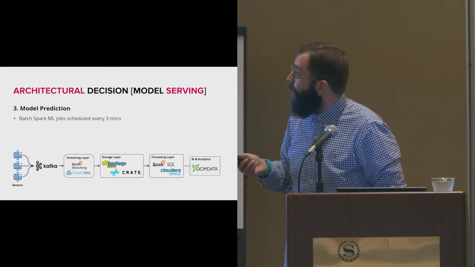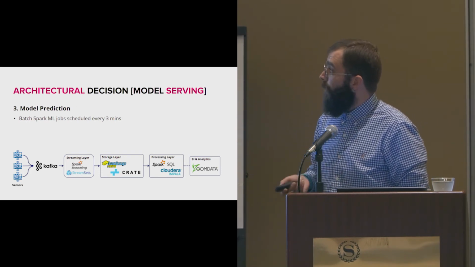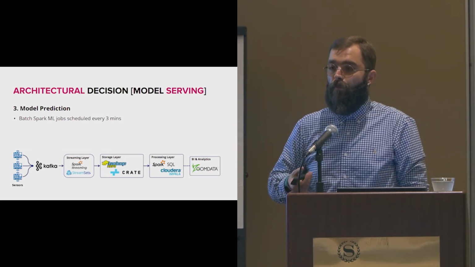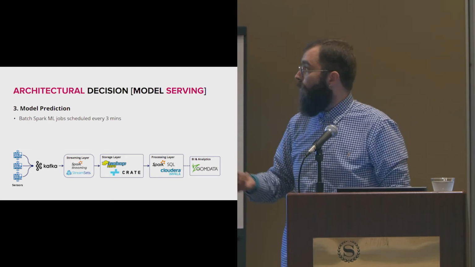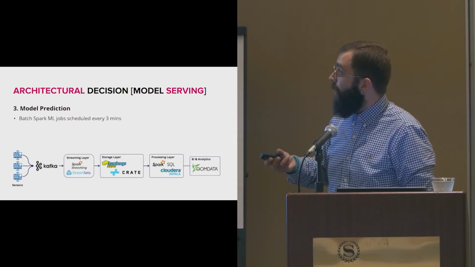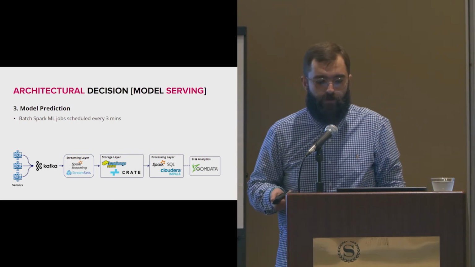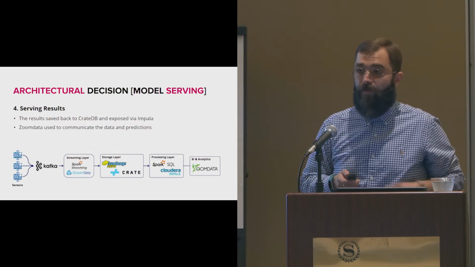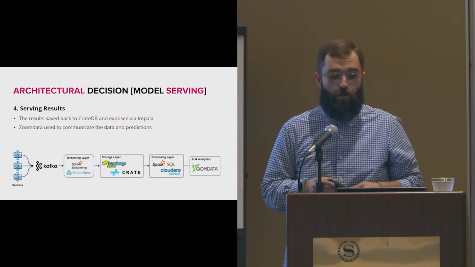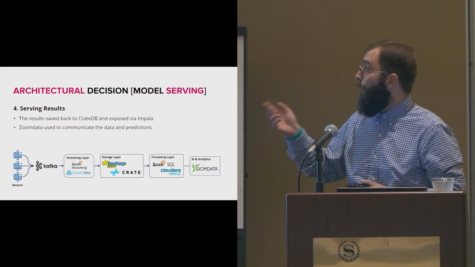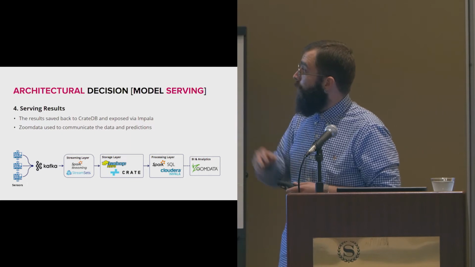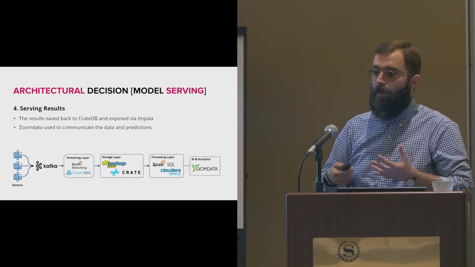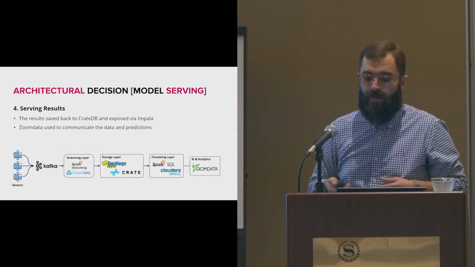And model prediction was done as a set of batch Spark ML jobs scheduled every 3 minutes, because the requirement for near real-time prediction was 5 minutes, so batch jobs every 3 minutes were enough to meet that requirement. And for model serving, the results that we calculated during that batch job, we stored back to CrateDB and exposed via Impala to be able to use it in Zoomdata, which is a BI and analytics solution, to visualize the data and communicate it to the operator so they're able to see that data in real time.